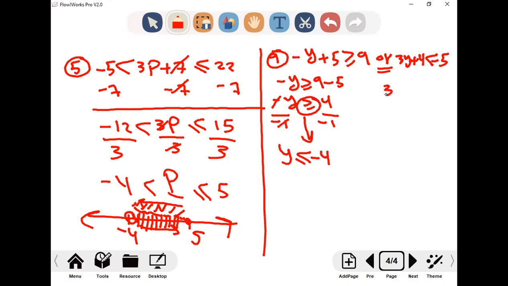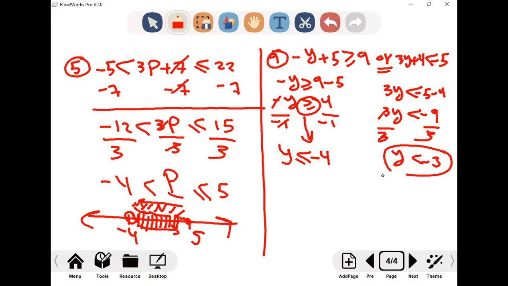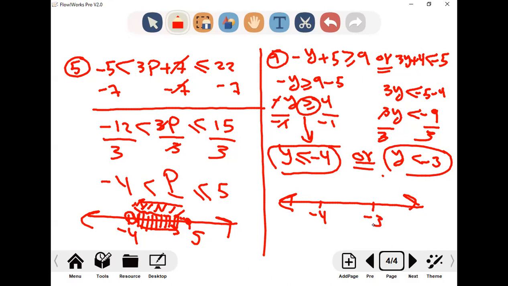Here 3y less than -5 minus 4, 3y less than -9. Divide by 3 on both sides. Y less than what? -3. Or, not and, or. Either one is acceptable. You understand? Now, if you graph it, this is -4 and -3. Not -3 then -4. Why? We started with the smaller number first. Now y is less than or equal -4, so we have a closed circle at -4.